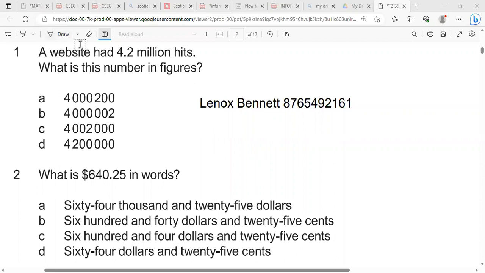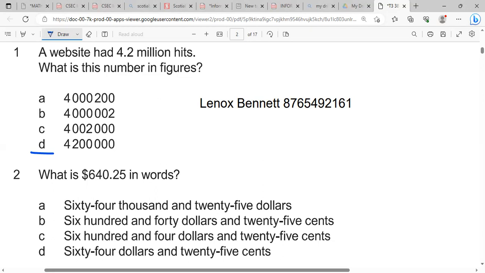Let's go. So the first question says a website had 4.2 million hits. What is this number in figures? And I like what they're doing. They're basically integrating what's happening in society right now into the maths. I love this, I love this City and Guilds. And that would be D. So it's 4,200,000.